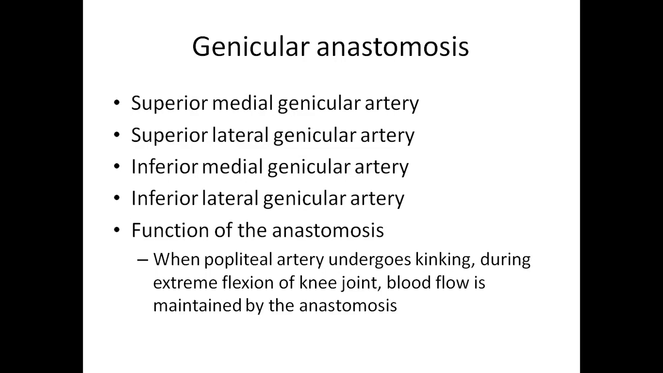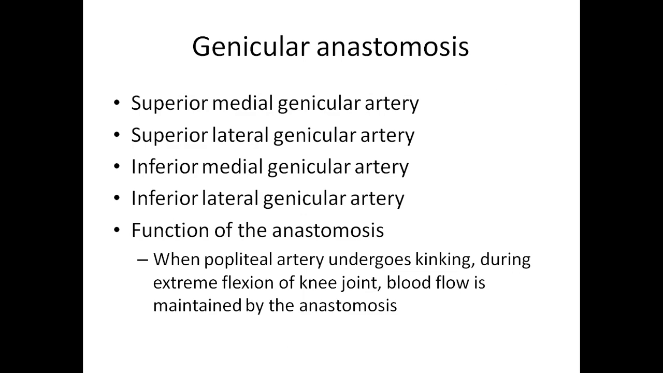There is a genicular anastomosis. The anastomosis around the knee joint is mainly formed by superomedial, superolateral, inferomedial, inferolateral genicular vessels. The function of any anastomosis in a joint is this: whenever we bend the knee joint, when there is flexion in the knee joint, the major blood vessel of that area, the popliteal artery, is compressed. But these anastomoses act as an alternate channel through which the blood can circulate into the anterior tibial, posterior tibial and peroneal arteries, so that the blood flow continues in an uninterrupted fashion. That's the purpose of any anastomosis.